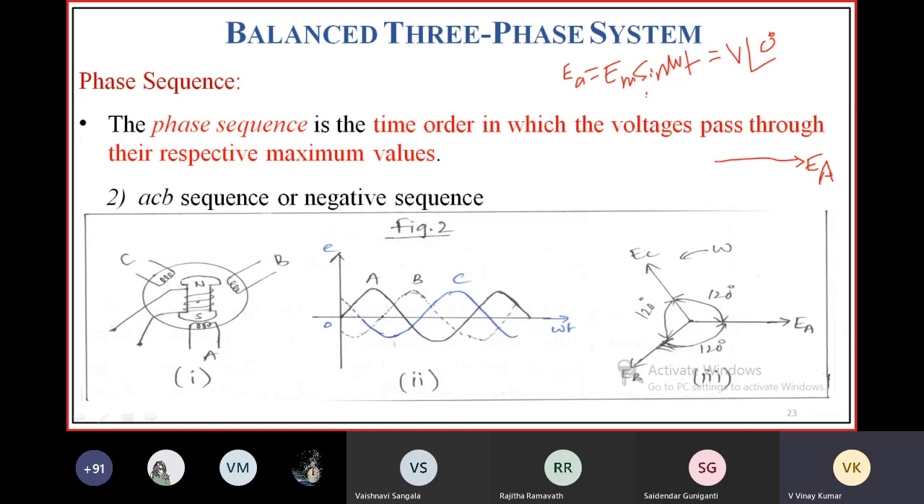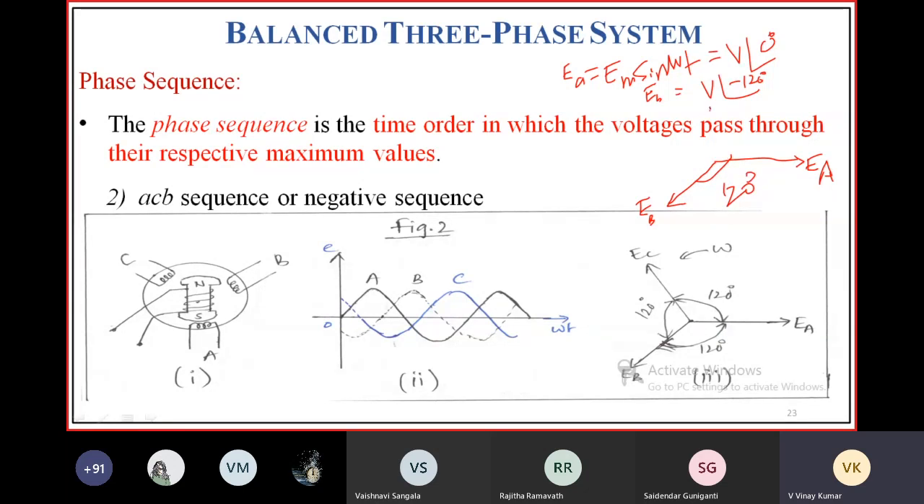Coming to EB, EB is equal to EM sin of omega t minus 120 degrees, or E at an angle minus 120 degrees. That is, this voltage EB lags EA by an angle 120 degrees. So we can have the phase voltage phasor like this. This is EB. EB lags EA by an angle 120 degrees. Let me draw phasor EC.